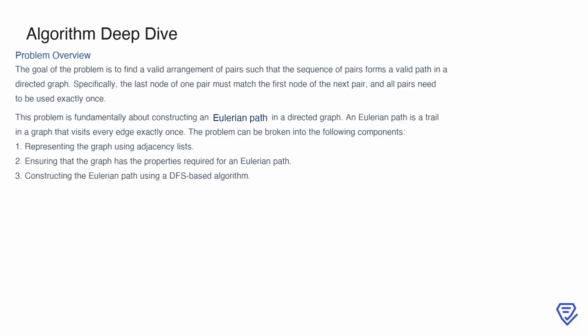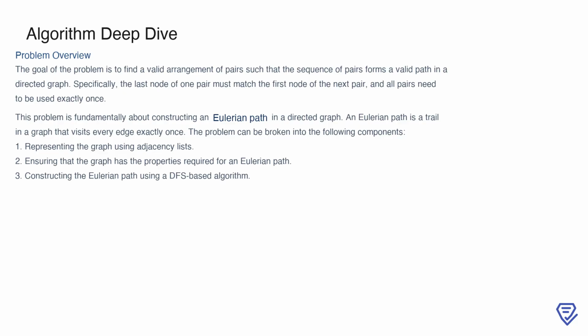In this problem, we are tasked with finding a valid arrangement of pairs such that the sequence forms a valid path in a directed graph. The key requirement is that the last node of one pair must match the first node of the next pair, and all pairs must be used exactly once. This brings us to the concept of an Eulerian path, which is a trail in a graph that visits every edge exactly once. Solving this problem involves three main steps.